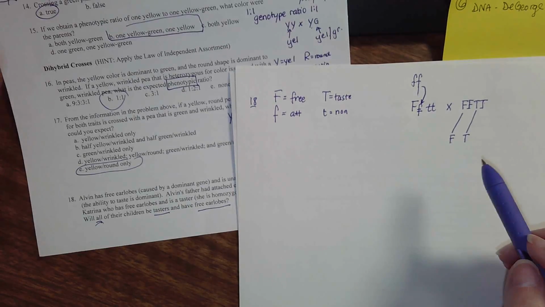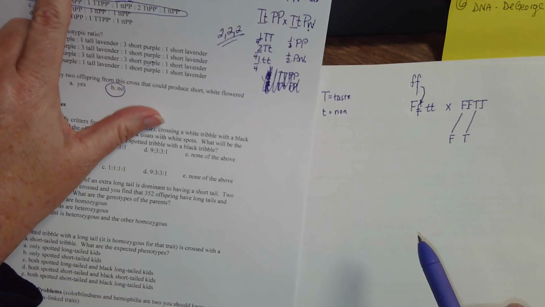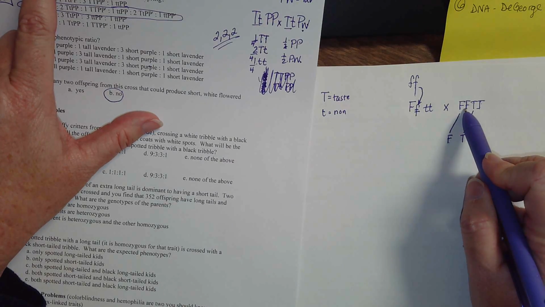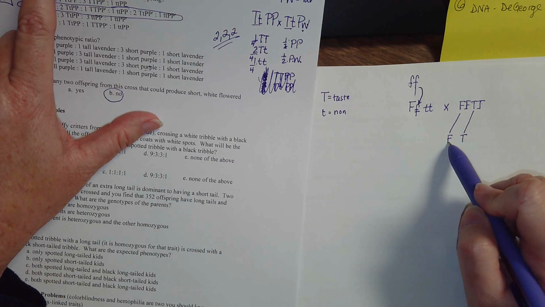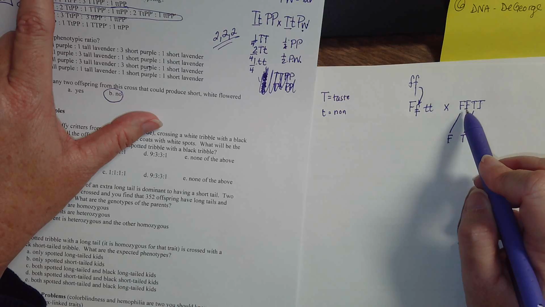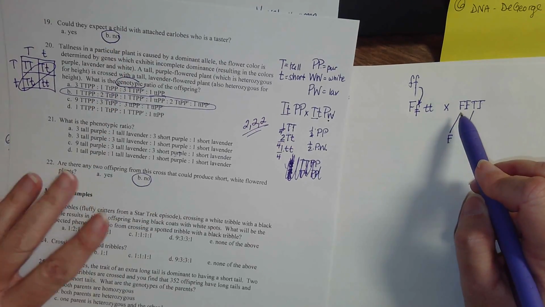And that kind of answers the next question too. Could they expect a kid with attached earlobes? There's no way to get attached earlobes if Katrina can only contribute a big F. None of their kids could have two little Fs. They could get a little F from Alvin, but they couldn't get one from Katrina. So the answer to that one is no.